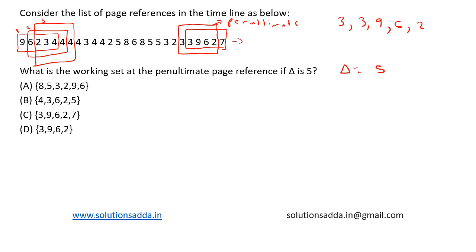Now, one important point to note here is that the question is asked regarding the working set. Working set is the set of unique pages that are referred. Here the unique pages that are referred are 3, 9, 6 and 2. So based on the question, option D, 3962 is the right choice. And working set window means the set of the delta references. If it was asking for the working set window, then 39622 would have been the answer. But since it is asking for the working set, it means the set of unique references that are made. So option D is the right choice.